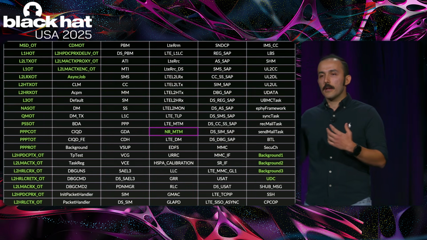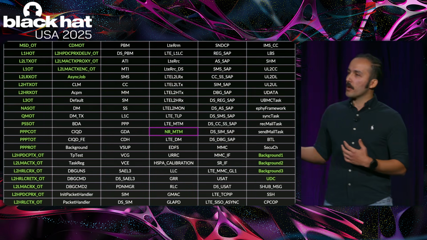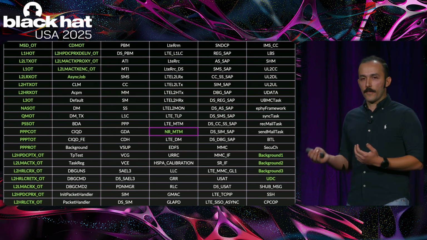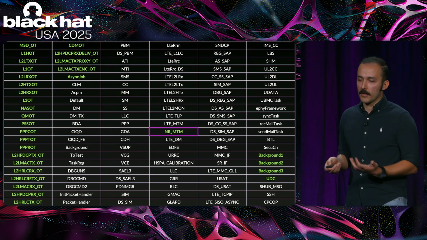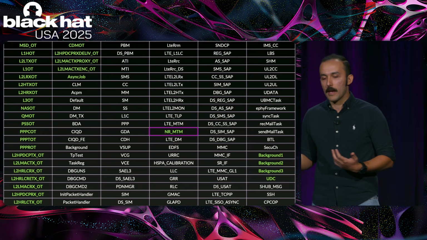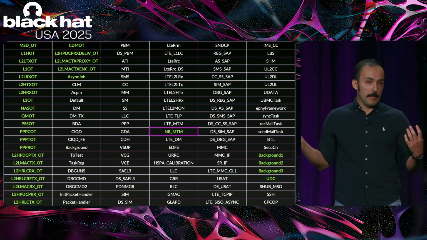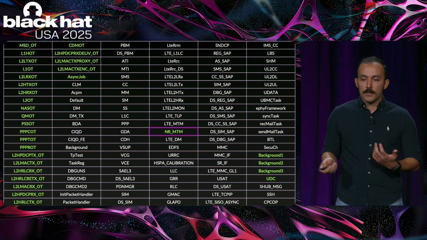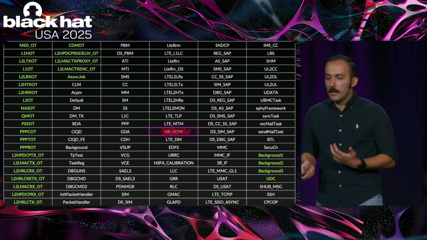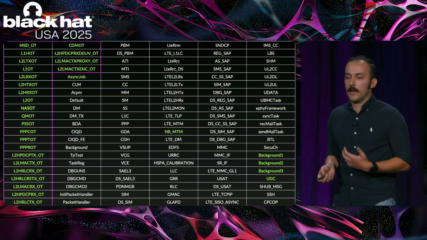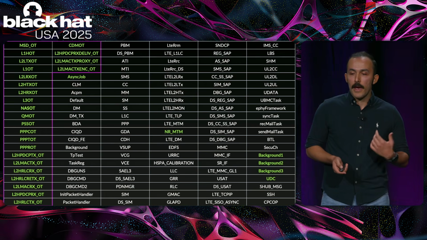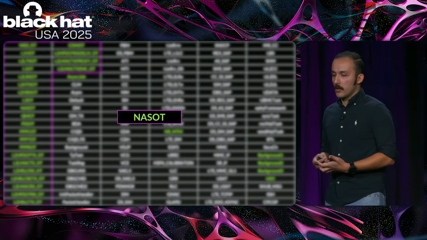Well, you know, like LTE is for 4G, NR is the keyword for 5G. So naturally, I started with the task called NR-MTM and spent hours reverse engineering it, but found nothing that looked like NAS. So that was a dead end. Then I noticed a bunch of tasks ending in OT, and one of them, NAS OT, stood out.